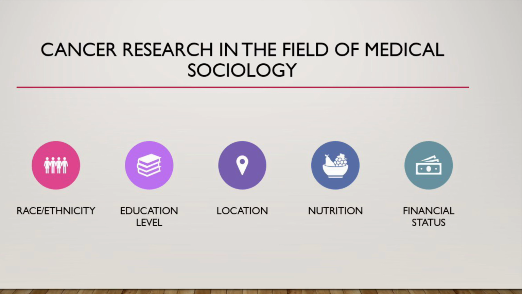I am interested in studying cancer in the field of medical sociology, particularly how race and ethnicity, education level, location, nutrition, and financial status individually and collectively play a factor in cancer. For example, individuals who live in rural areas do not have access to as many health providers as those who live in metropolitan areas. Also, those who do not have health insurance may prolong seeking treatment for an illness, and they are at greater risk of going bankrupt from medical debt and possibly even dying.